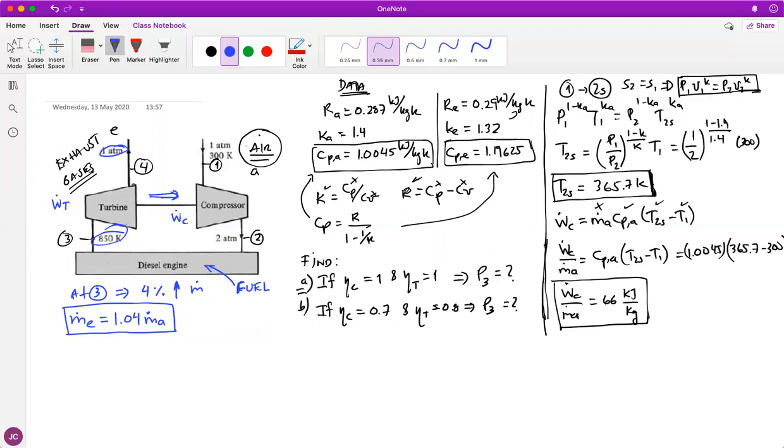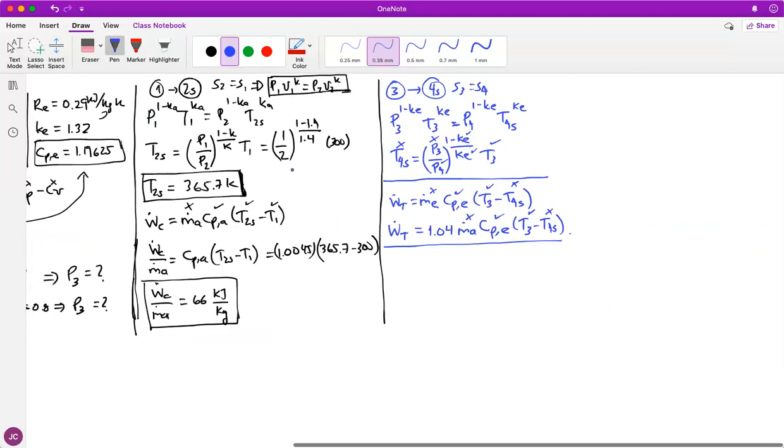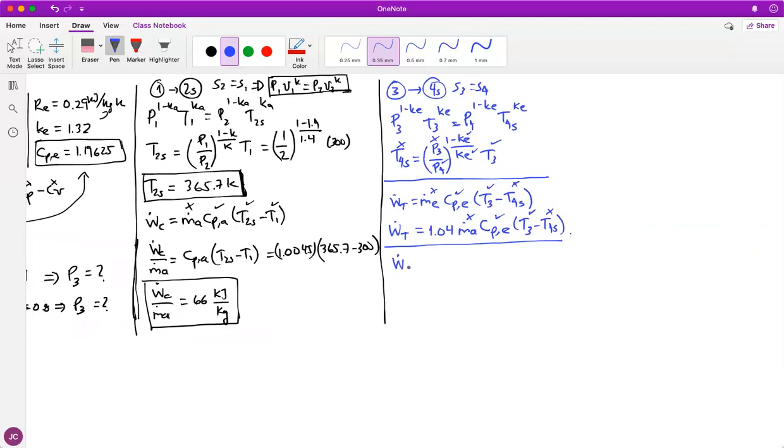Therefore, what you can actually write from the beginning is that all of the power of the turbine equals all of the power of the compressor. So let's go back here and put this equation over here. Therefore, you will get this. Maybe you see it, that 1.04 MA CPE (T3 minus T4S) should be equal to whatever I have put over here. So I'm going to put it again.